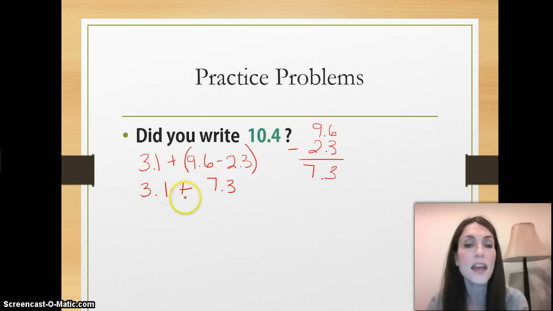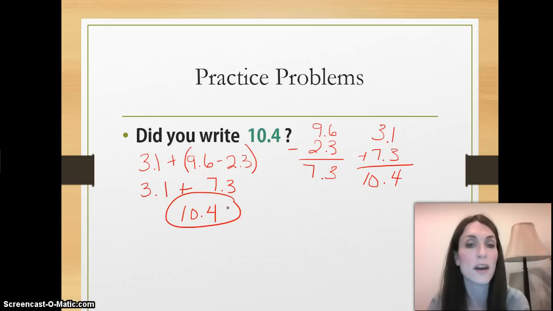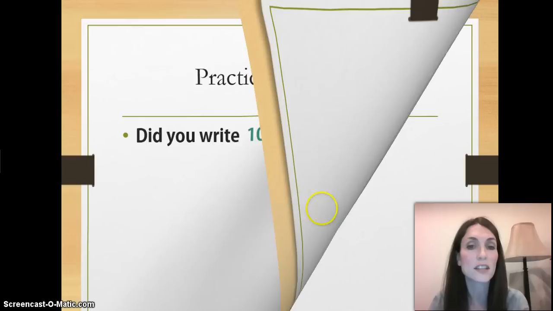portion. And then I have to add 3 1/10 plus 7 3/10. Bring that decimal point right down, and I get 10 4/10. Nice job if you got that one right. Very similar to what we did in 8-3. Let's look at our next practice problem.